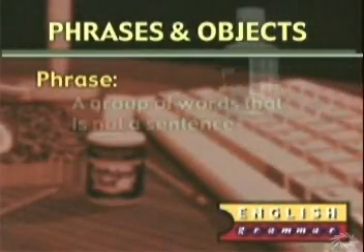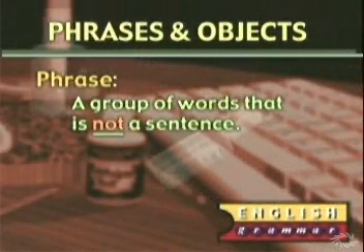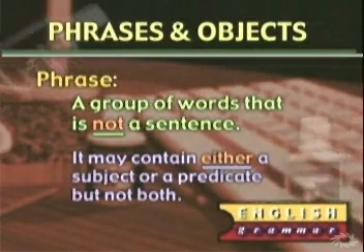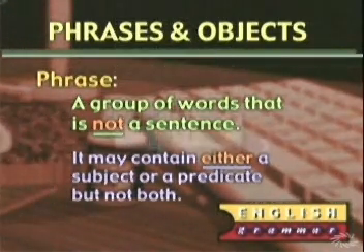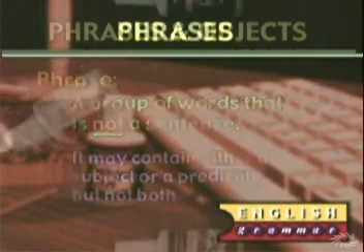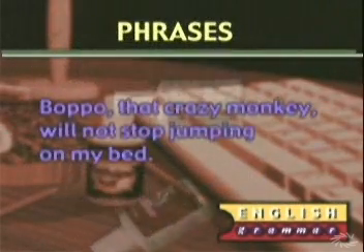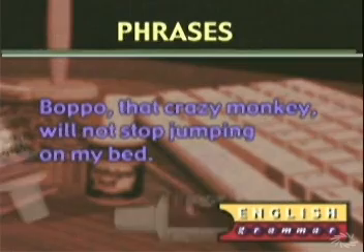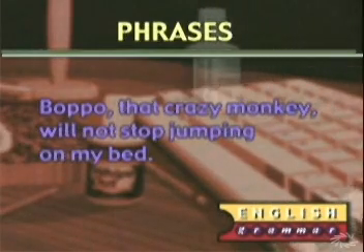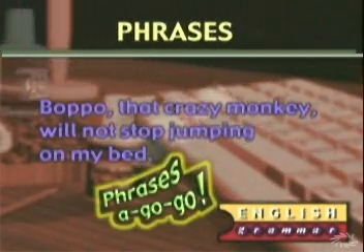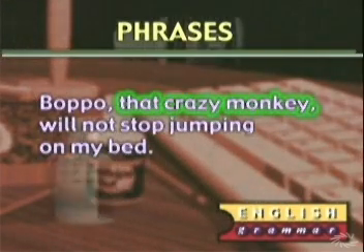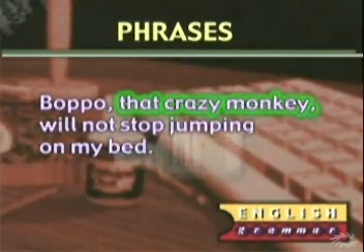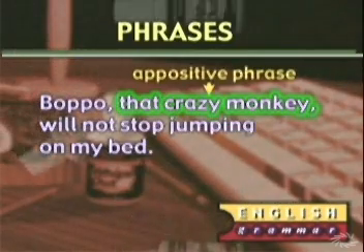A phrase is a group of words that is not a sentence and that may contain either a subject or a predicate, but not both. They're somewhere in between words and sentences. Suppose we say, "Boppo, that crazy monkey, will not stop jumping on my bed." This sentence has many of those phrase thingies. Let's take a look. First, we can isolate that crazy monkey as a group of closely related words within the sentence. This one is called an appositive phrase.